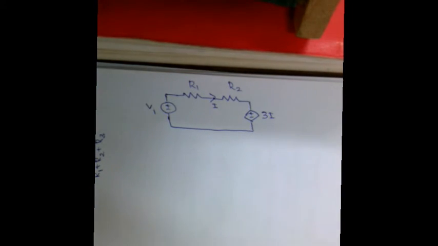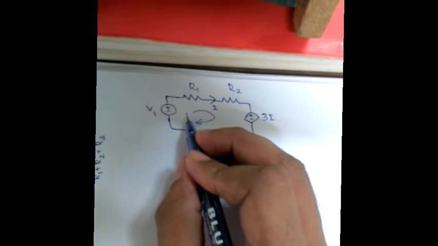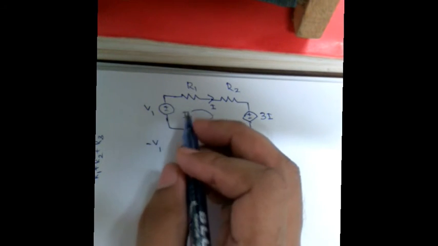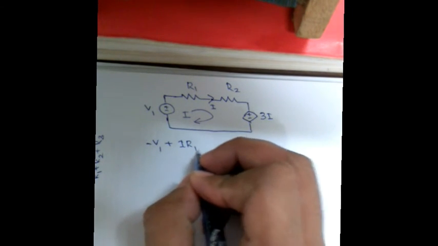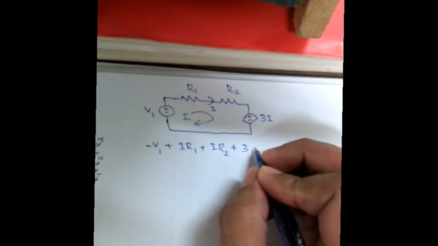So again we can write the KVL equation for this circuit. Just assume a current I through the loop, minus V1, that is the voltage rise in source V1, independent source V1, plus IR1 plus IR2 plus the voltage drop across this dependent voltage source. Since the current enters through the positive terminal, therefore there is a voltage drop, that is plus 3I is equal to 0, right?